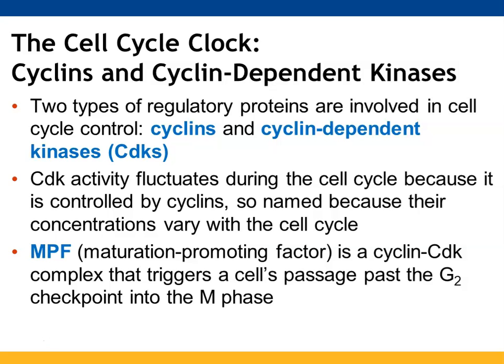You have cyclins and you have cyclin-dependent kinases. Their activity is going to fluctuate based on the concentration of cyclin that is present in the cell, and that concentration increases as the cell continues to grow. It goes through G1, S, and G2. When the cyclins bind to the cyclin-dependent kinase, MPF, maturation promoting factor, is formed. And when there's enough of that MPF present, the cell is capable of moving past G2 and going into mitosis. So you need to have enough MPF to pass that checkpoint.